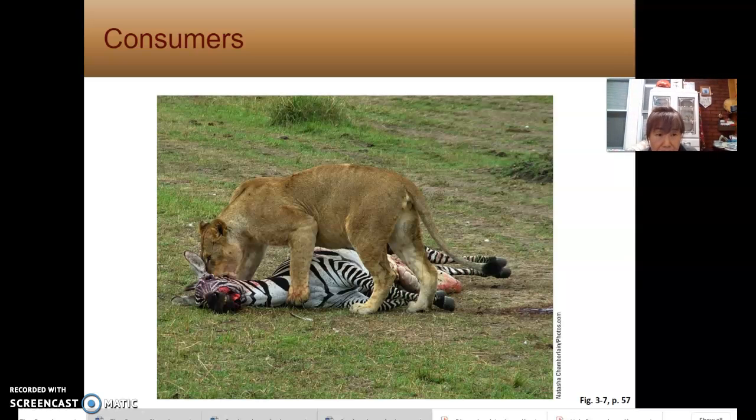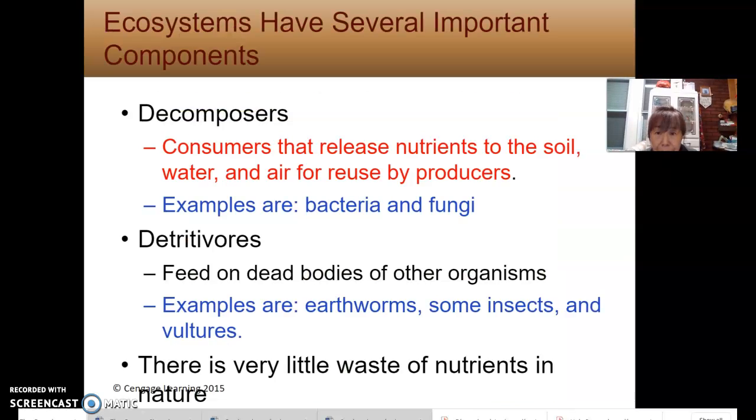This is not my favorite picture. And then decomposers. They are consumers that release nutrients into the soil, water, and air for reuse by producers. The typical examples are bacteria and fungi. And then detritivores. They feed on dead bodies of other organisms. Examples are earthworms, some insects, and vultures.